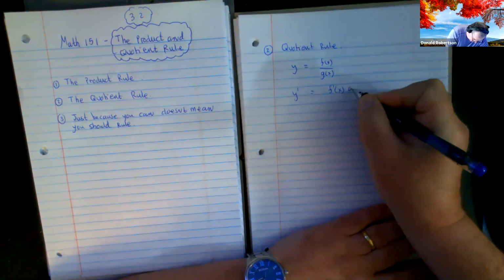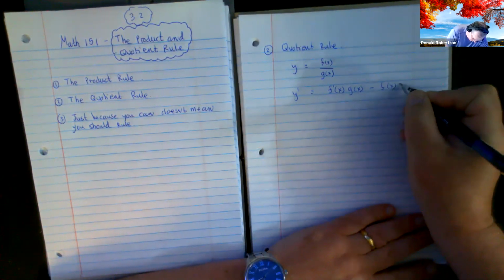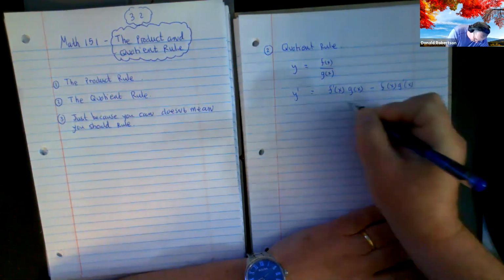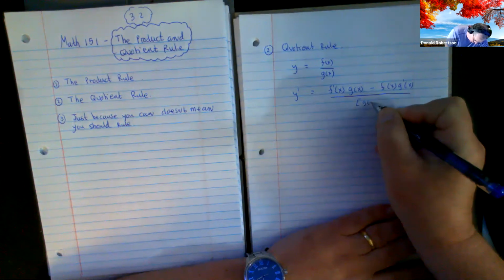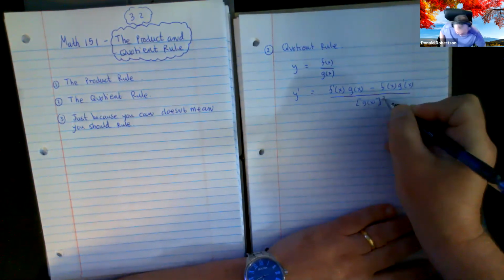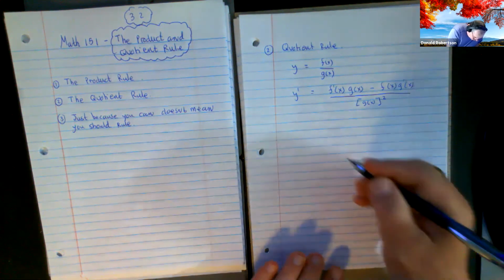It's f dash g take away f g dashed, all over g of x squared. Now it's a much uglier looking function than the product rule. You agree it's a pretty ugly looking function. So let's do an example.